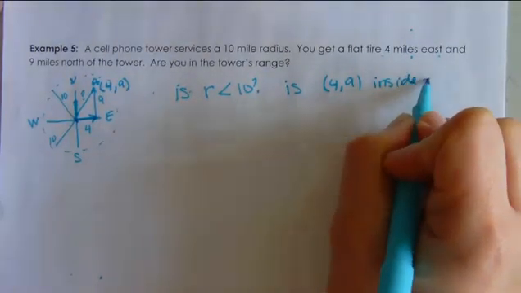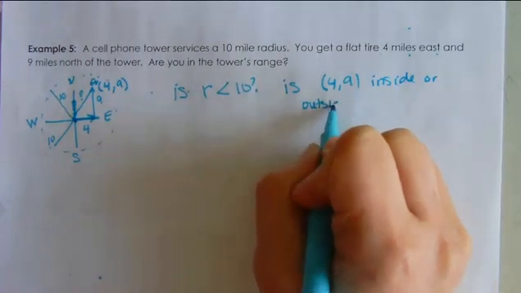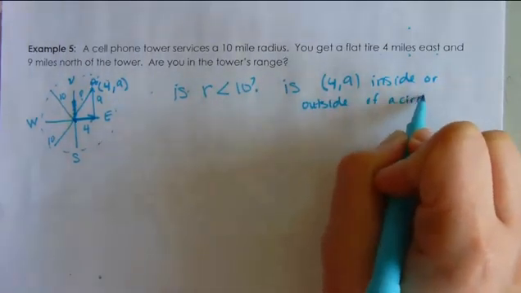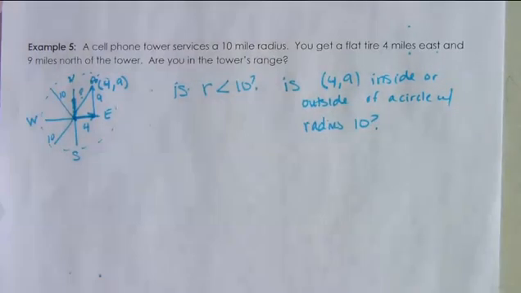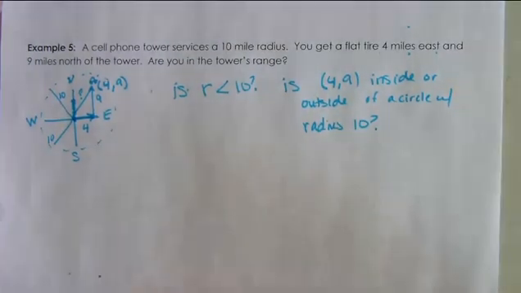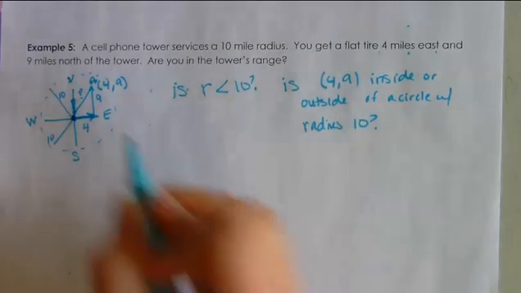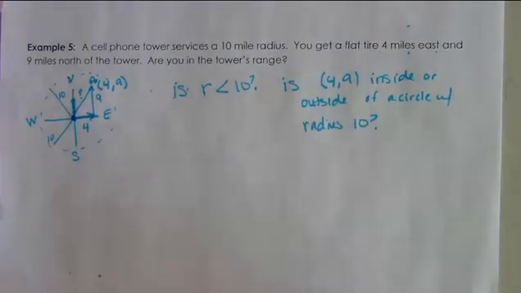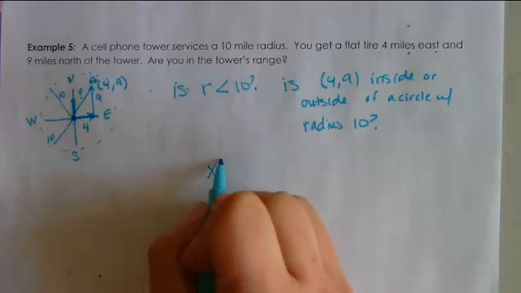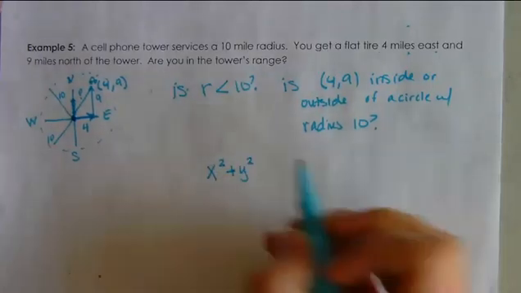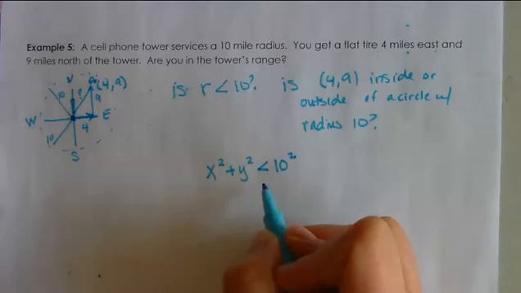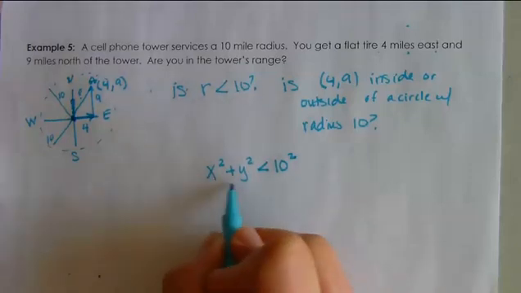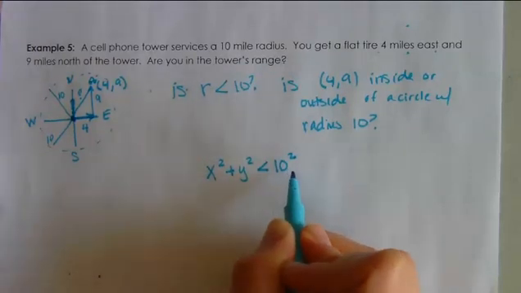Inside or outside of a circle with radius 10? That's what we are asking. That is the question of the day, ladies and gentlemen. So we're going to say that the circle here is centered at the origin. So I am going to decide if I have x squared plus y squared, is that less than 10 squared? So I'm changing this to a 10 squared because that's my radius, and I'm changing this to a less than because if this is less than 10, I'm going to be saved. I'm not going to be stranded.